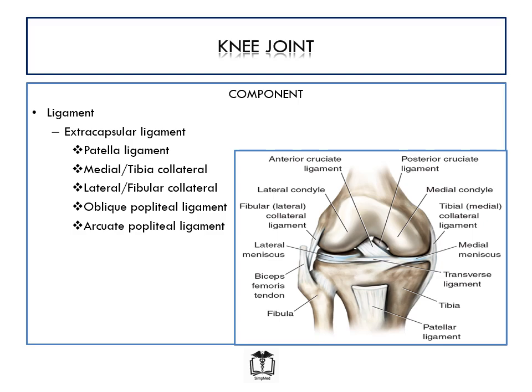Extracapsular ligaments include the patellar ligament, the medial or tibial collateral ligament, the lateral or fibular collateral ligament, the oblique popliteal ligament, and the arcuate popliteal ligament. Each of these ligaments has its uses and its sites. The patellar ligament, for example, is an anterior ligament that extends from the tendon of the muscle of the anterior part of the thigh towards the patella. It's a strong flat ligament about 8 centimeters in length, and it has superficial and deep fibers.